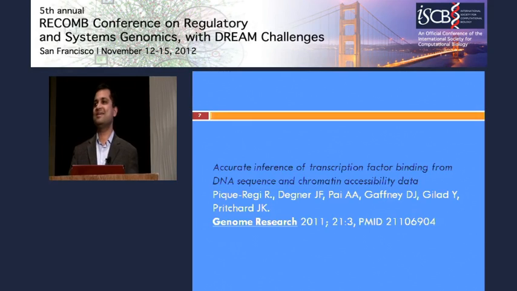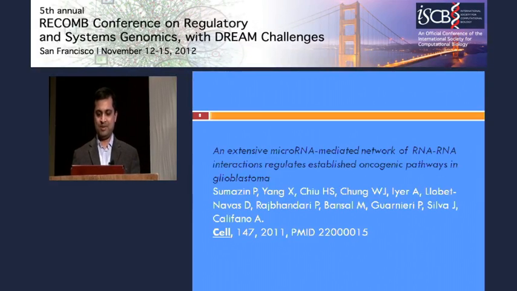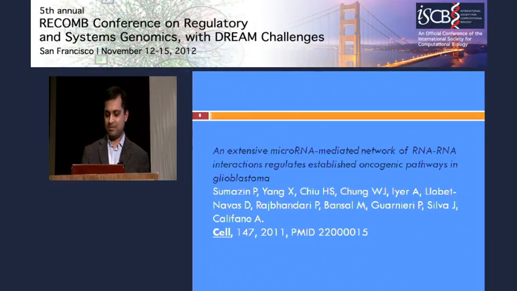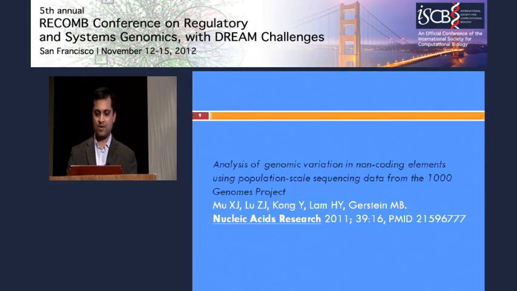Yoav, can you say yay? We happen to have both the first and the last author here, so do you guys want to stand up and say hi? Great. An extensive microRNA-mediated network of RNA-RNA interactions regulates established oncogenic pathways in glioblastoma. Sumazin et al., last author Andrea Califano, appeared in Cell. Analysis of genomic variation in non-coding elements using population-scale sequencing data from the 1000 Genomes Project. Mu et al., last author Gerstein, Nucleic Acids Research.